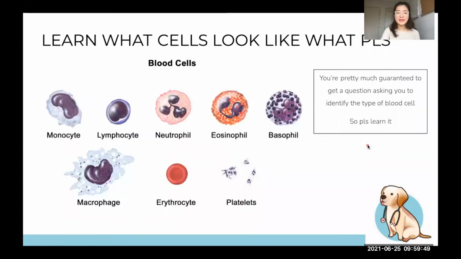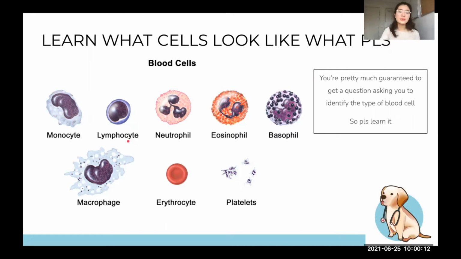Just before we get started though, one side note: make sure that you learn what kind of cells look like what. I say this because we've had past exam questions where they've essentially given us a blood film and had an arrow pointing to a particular cell and asked, please identify what kind of cell this is. So this is a pretty good diagram showing you what the cells typically look like.